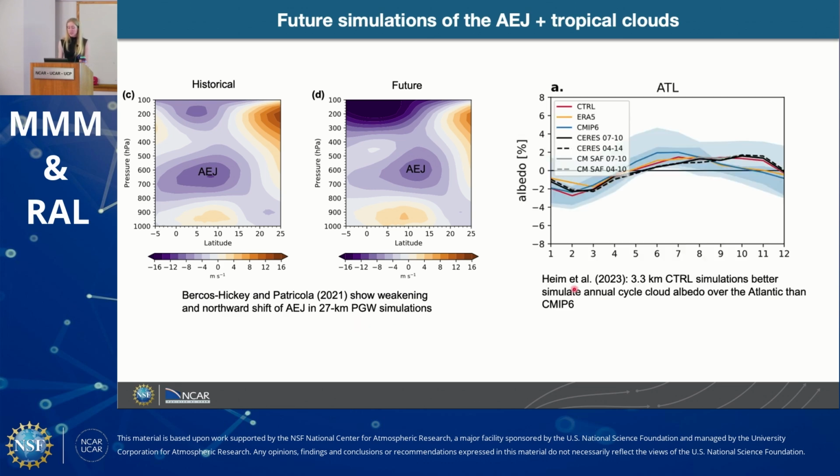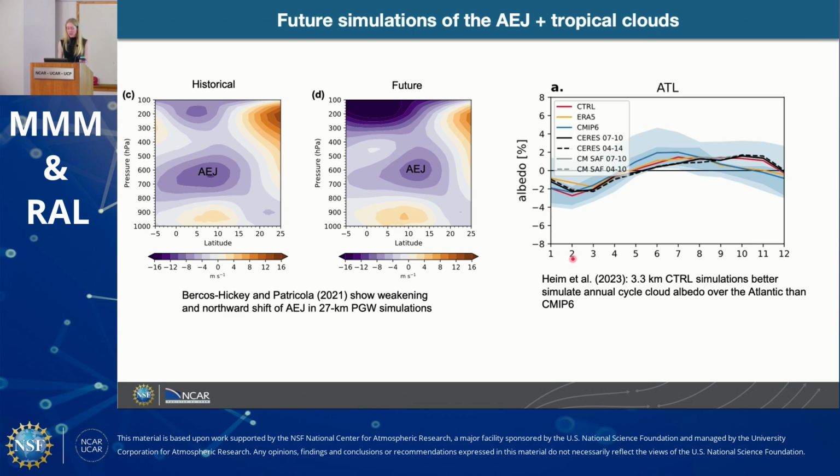More recently, there's a study by Haim et al. in 2023. They used a 3-kilometer model to look at tropical clouds and how they're being represented. In this case, this is the tropical Atlantic, which includes parts of Western Africa. They compare how well they represent clouds compared to CPMs, and then look at the future changes.